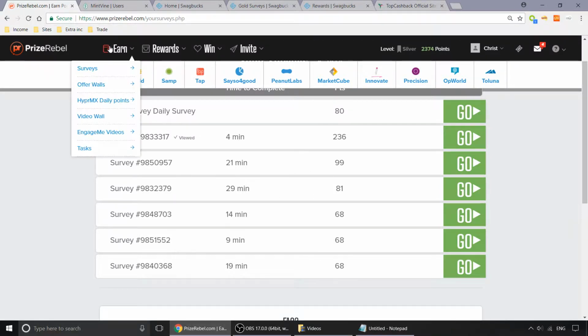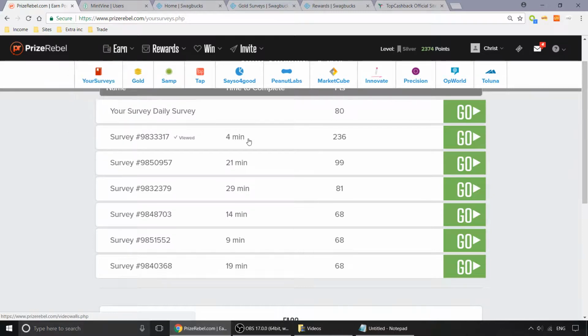Now I only do surveys on Prize Rebel. You can also do other stuff. There is an offer wall, you can watch videos, so it's very much like Swagbucks. For me personally, it just pays a bit more. If somebody said, which would you choose, Swagbucks or Prize Rebel, I'd say Prize Rebel every time. So that's the first one.